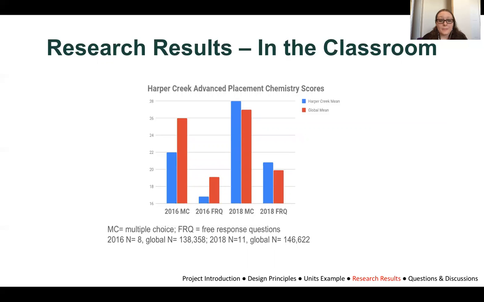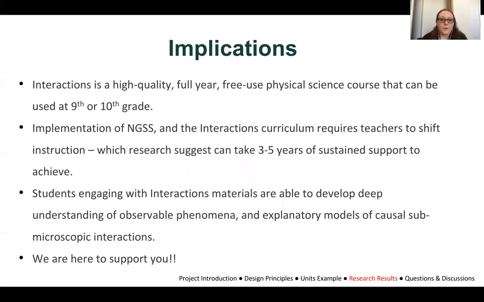We also supported teachers and districts in collecting their own results. And so this is from a classroom in Michigan where they collected their AP testing data as they implemented interactions and some other curricula that we have and create over time. And so you can see how their multiple choice and their free response AP test scores changed over time, which this school really attributes to the focus on three-dimensional learning in physical science and in chemistry that they did in conjunction with our team.